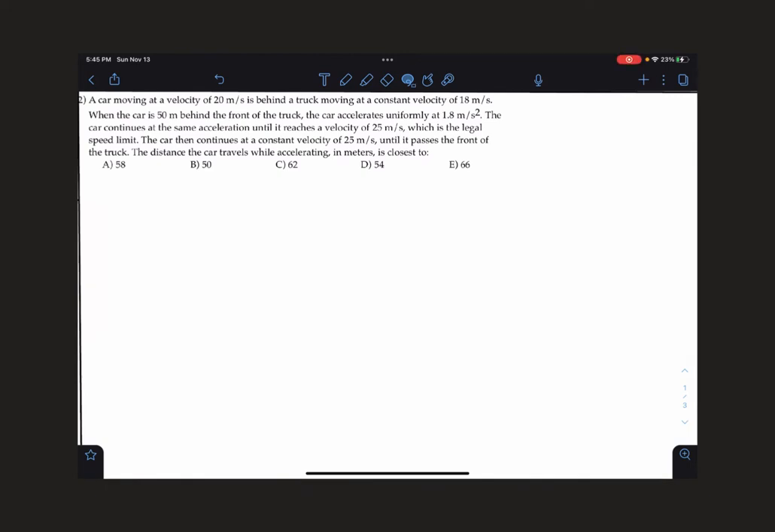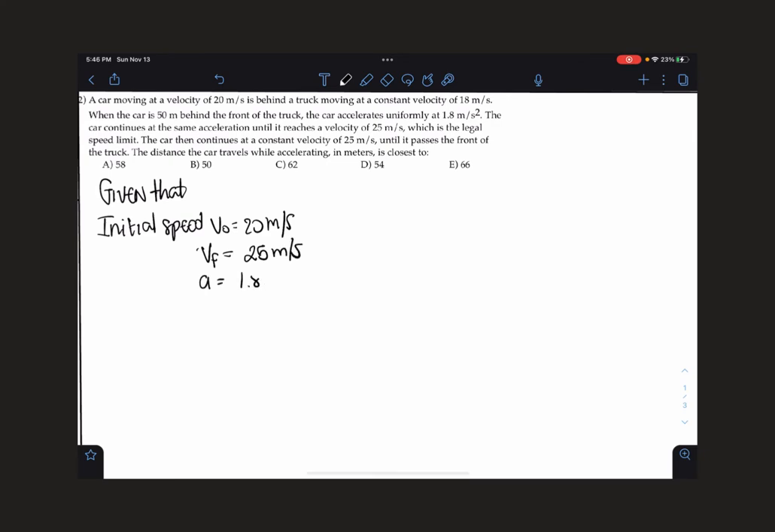Okay, so for this example, we're given that the initial speed is 20 meters per second, and the final speed is 25 meters per second. The acceleration is 1.8 meters per second squared.